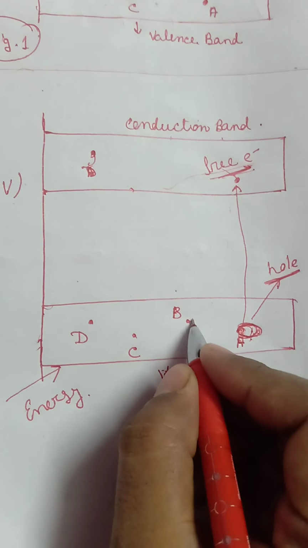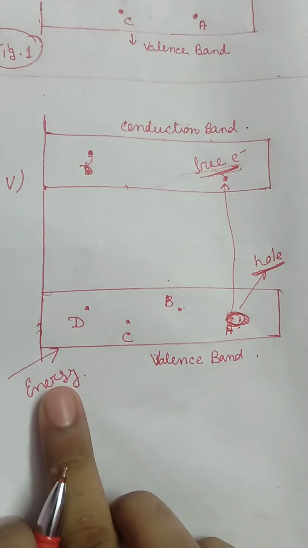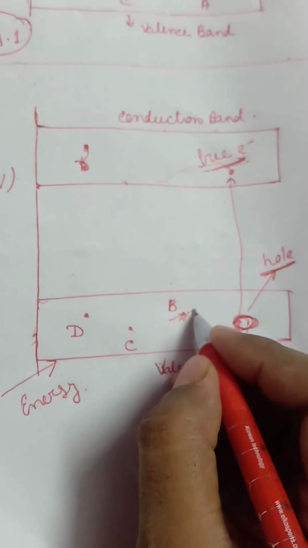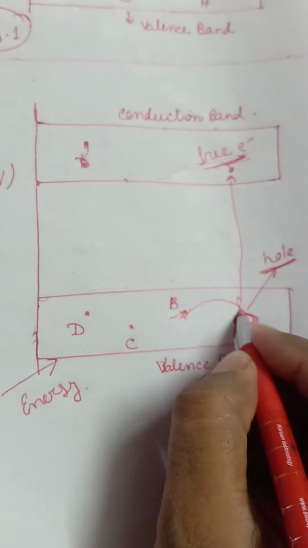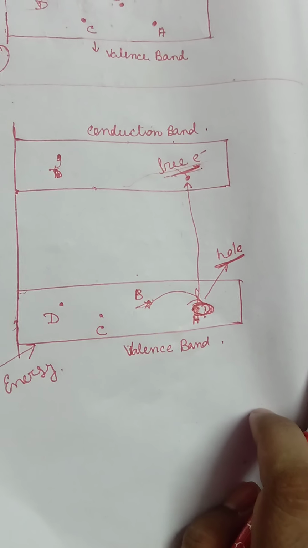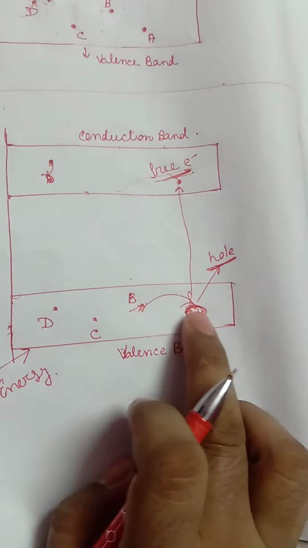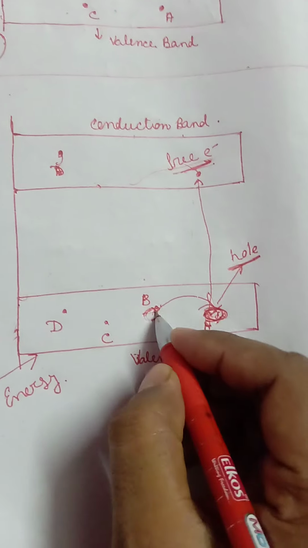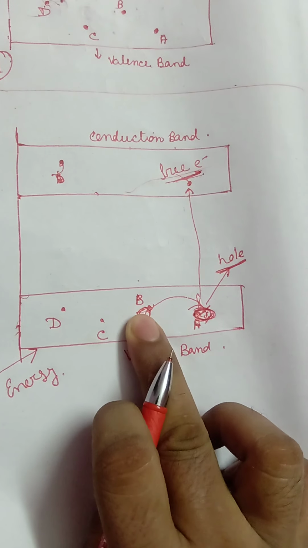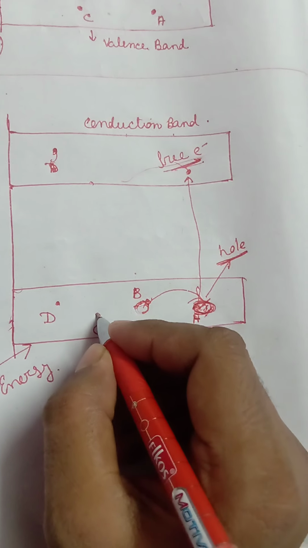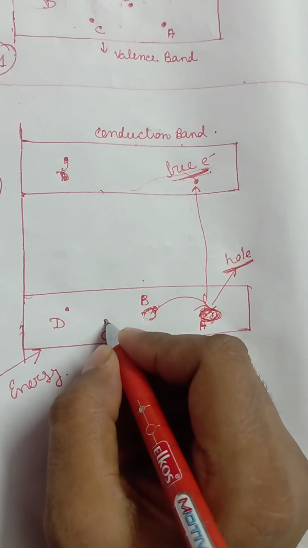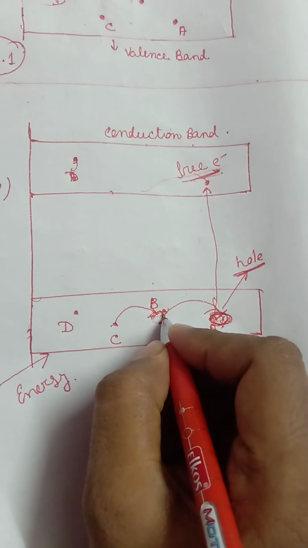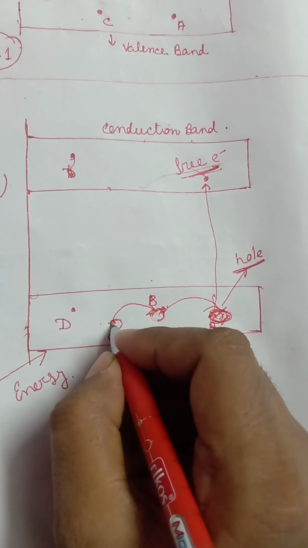So now what will happen? Because you are giving the energy, again this bond will break. Now this electron will come to this position. Now this vacancy will be filled up and it will create one more vacancy at the position B. Again this covalent bond will break. Again the valence electron from the covalent bond will come to the position B. It will create one more vacancy here.